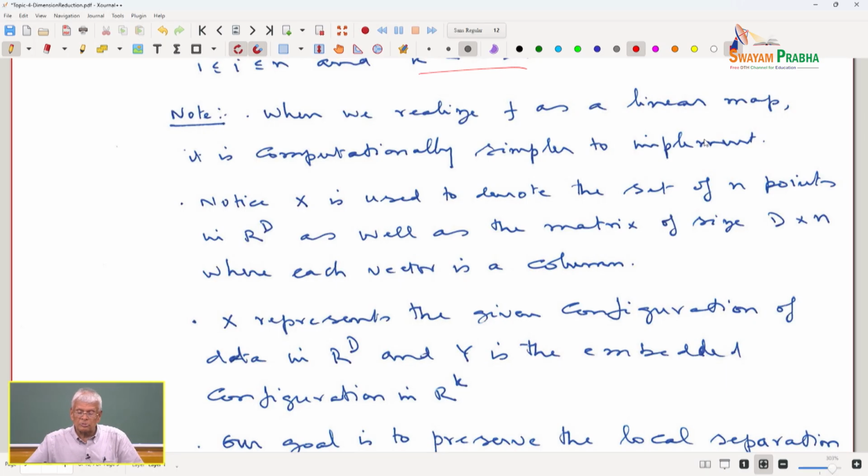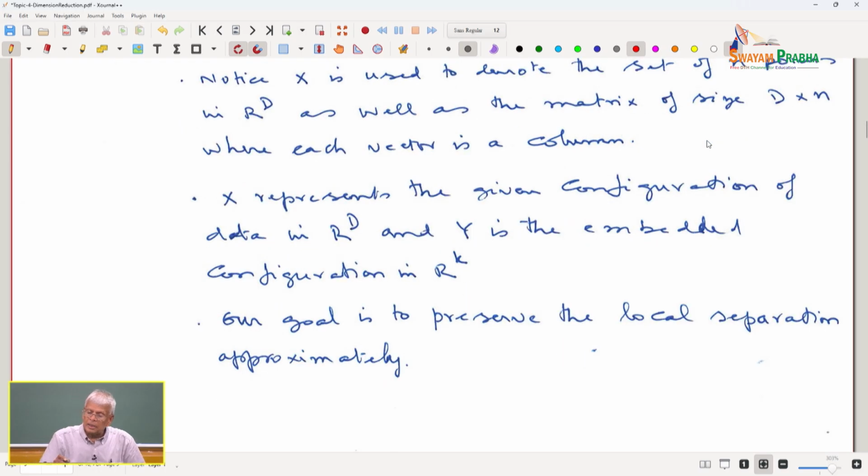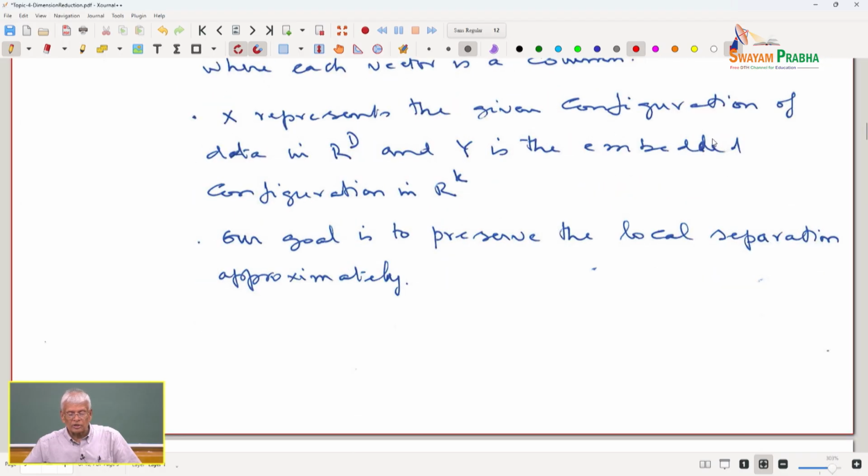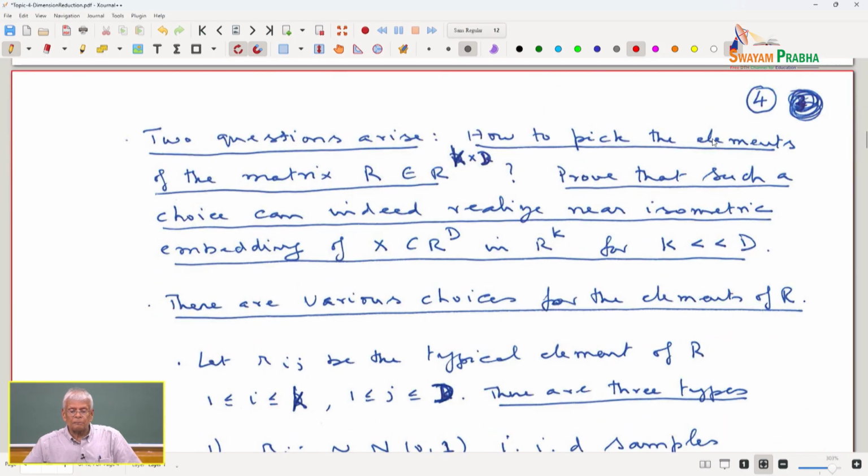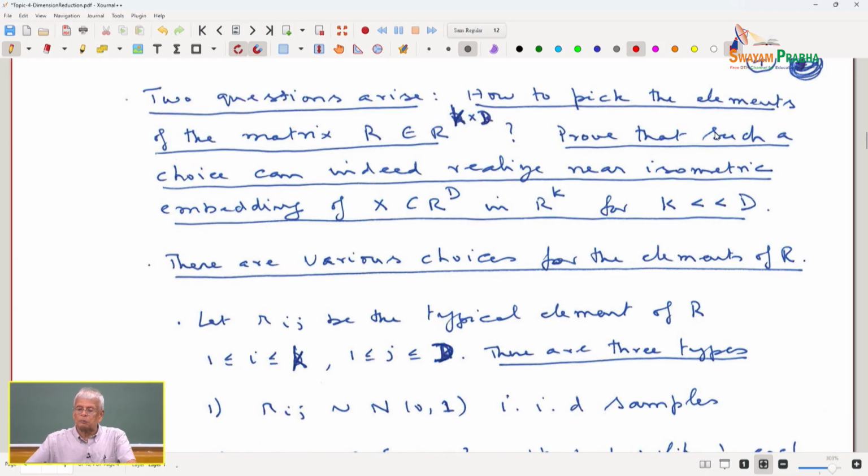to isometry as possible. So let X represent a configuration of data in R^d. Y is the embedded configuration in R^k. Our goal is to preserve the local separation approximately. Why are we interested in pairwise distances again? Many of the properties in data analytics examine the similarities between objects. Distance is one measure of similarity, so I would like to be able to preserve the pairwise distances as closely as possible.